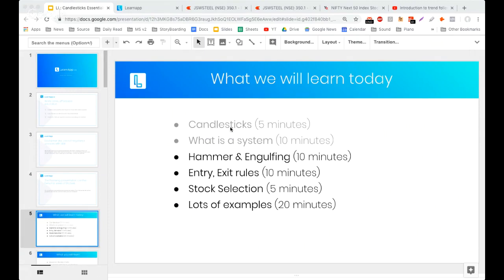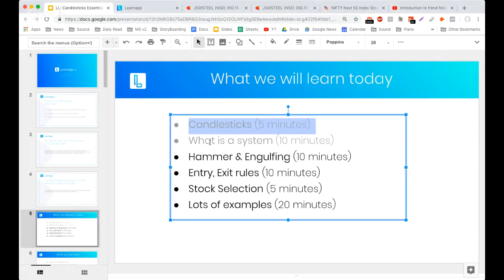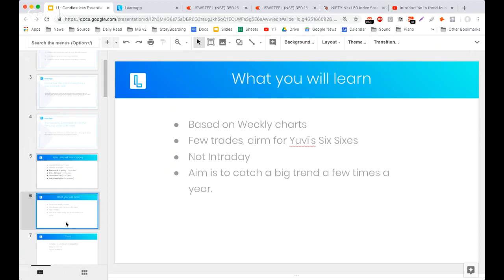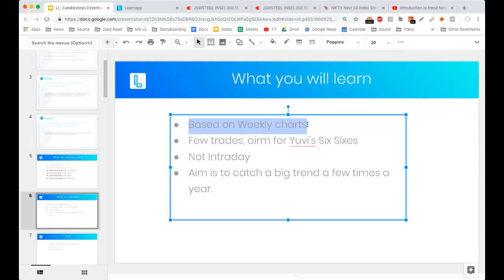Great. So let's follow our series here. First, we'll cover what candlesticks are, and then I'll teach what a hammer is, and we'll go to the entries and exits of this strategy. So here is what you're going to learn. This is based on the weekly charts. This means you are using a very slow time frame.